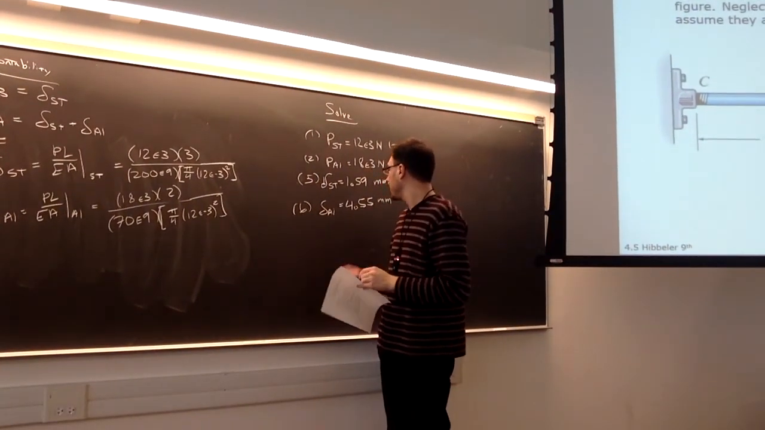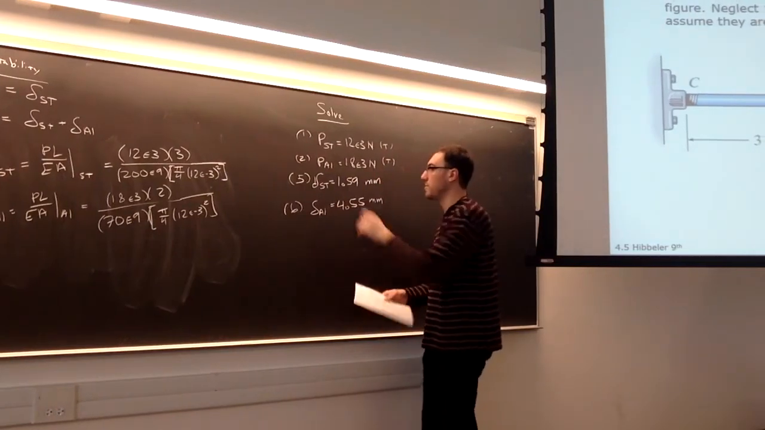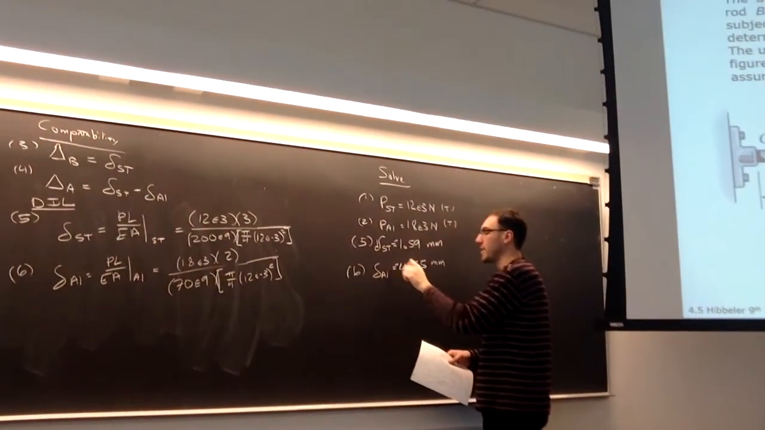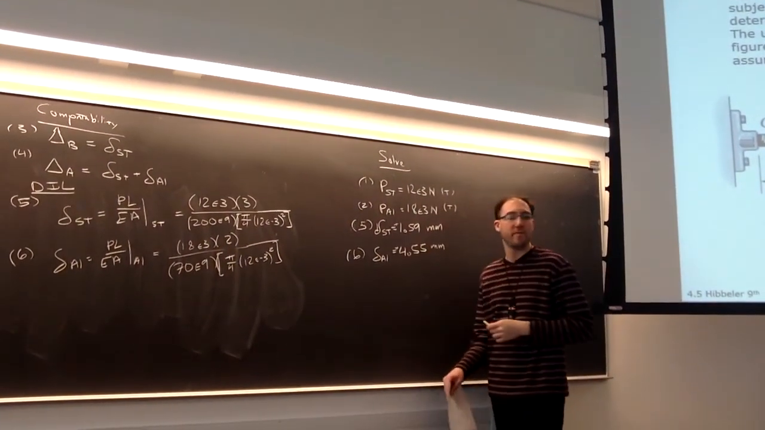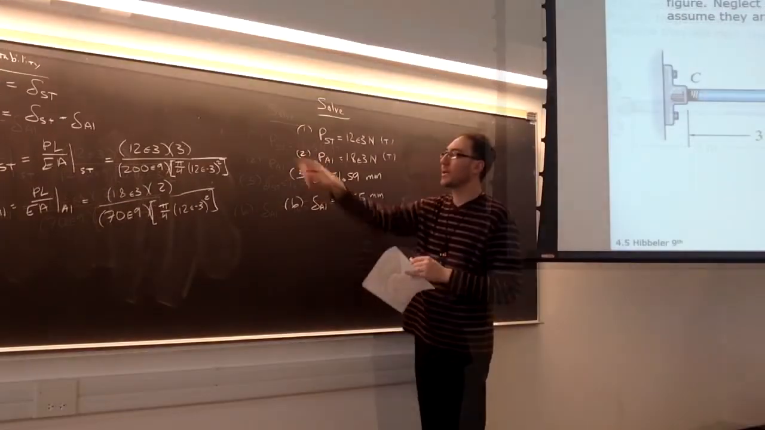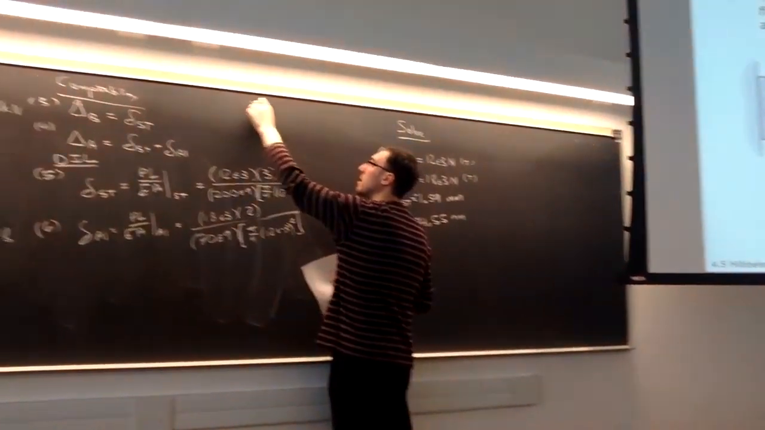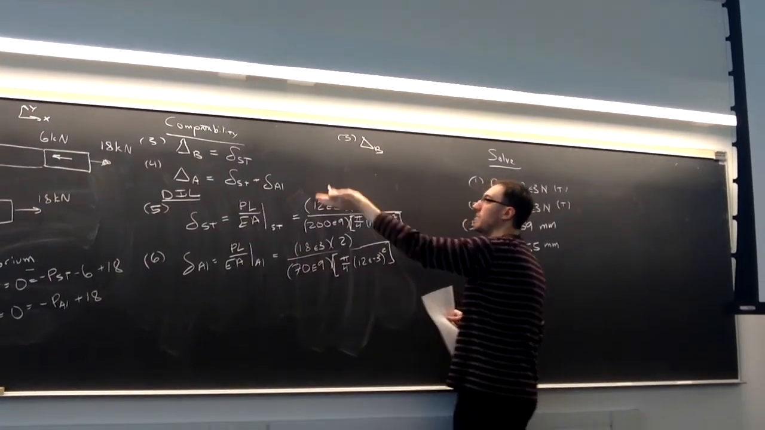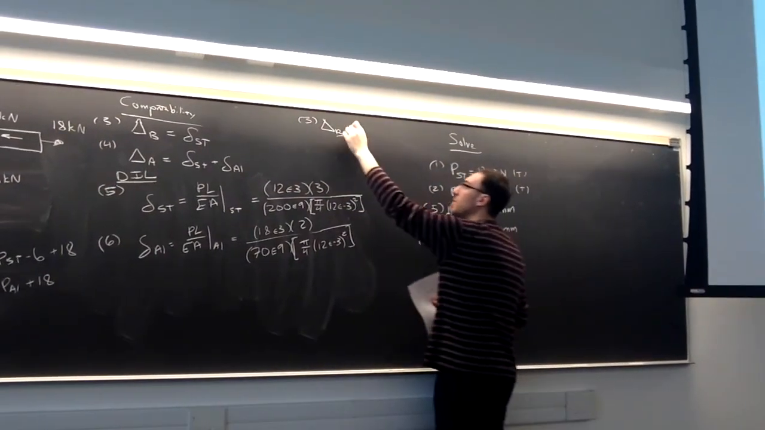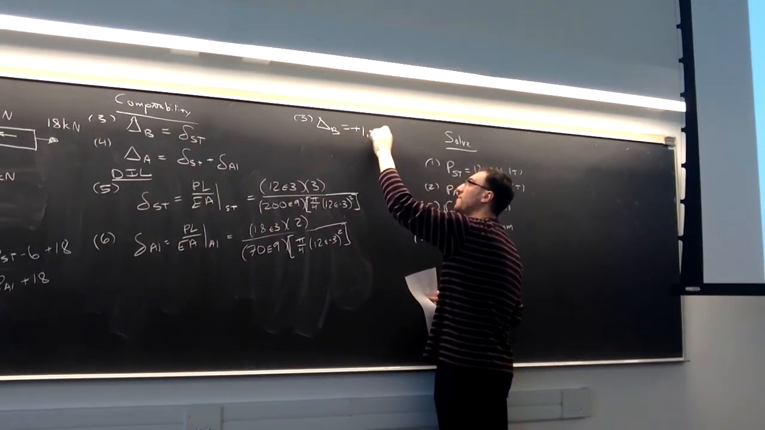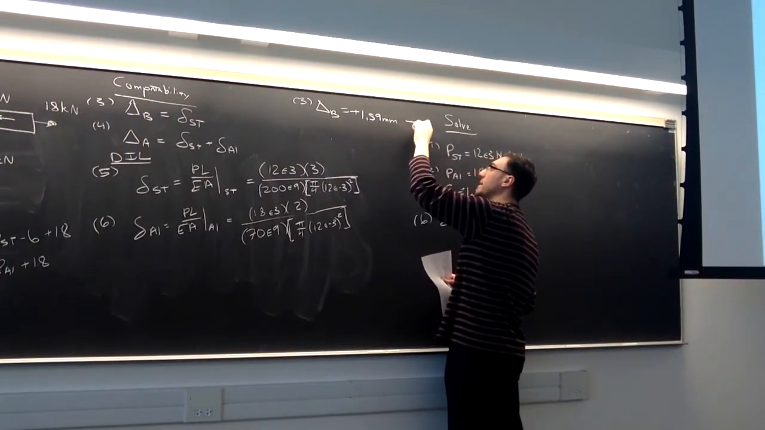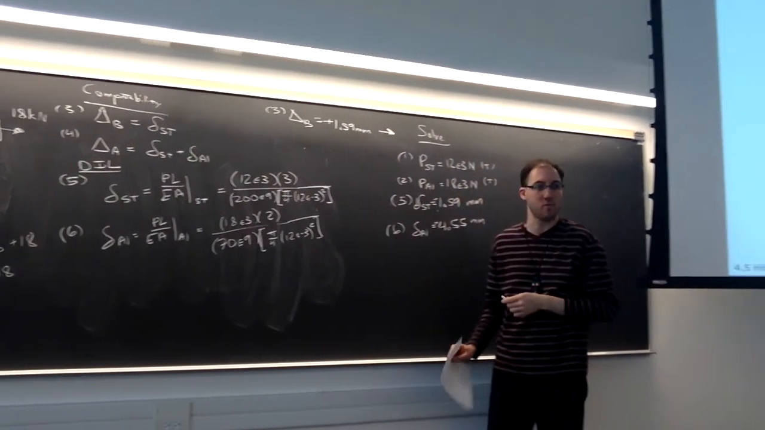For the aluminum piece, it's going to elongate. These are both positive. I will include that so we remember. Positive 4.55 millimeters. Now we can go back to equation 3. We know delta B is just delta steel. That's also 1.59 millimeters. And that's going to be in the picture. It will travel to the right.